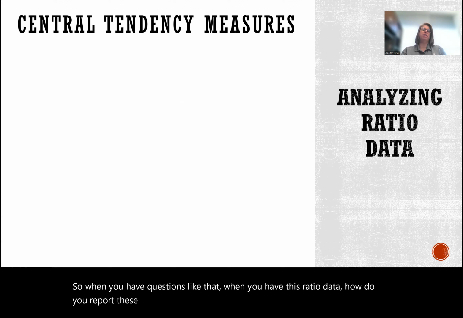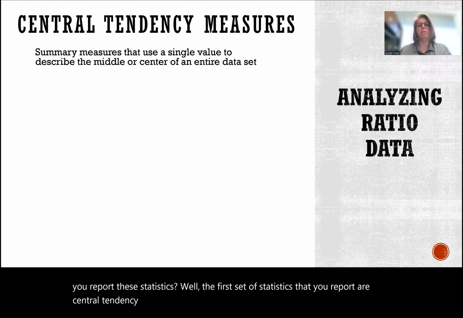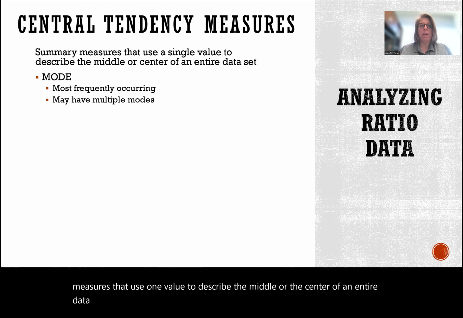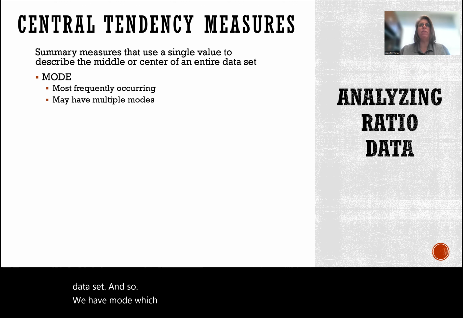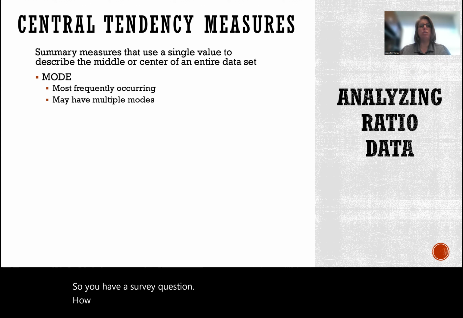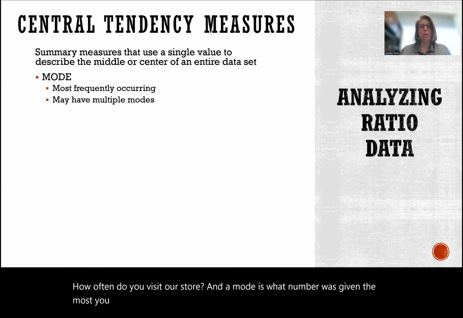Well, the first set of statistics that you report are central tendency measures. And central tendency measures are the summary measures that use one value to describe the middle or the center of an entire data set. And so we have mode, which is a measure of the most frequently occurring answer. So you have a survey question, how often do you visit our store? And a mode is what number was given the most. You can actually have multiple modes.